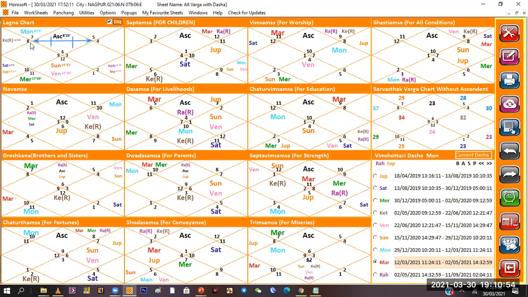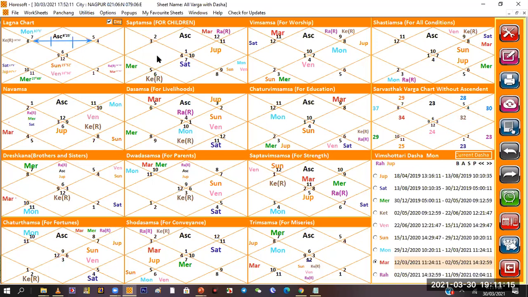Similarly, you can see the moon. The moon is 10 degrees 6 minutes. So it has crossed the first partition. It has gone into the second partition. Because it has gone into the second partition, it is appearing in 11th Rashi in Dreshkan. So these are the rules. You can just search on Google and you'll find out all the rules.